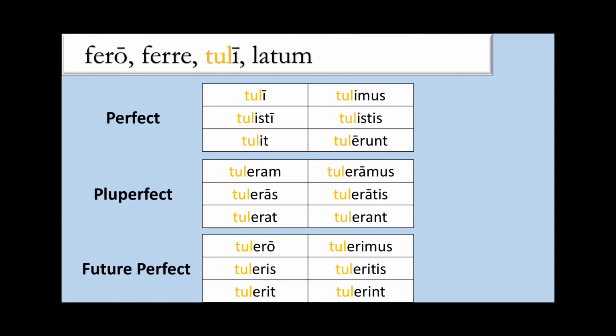To create the perfect, pluperfect, and future perfect of fero, ferre, all one does is, number 1, go to the third principal part, number 2, take off the long I, and number 3, add the normal endings, as is shown on this chart. So far, so good, right?